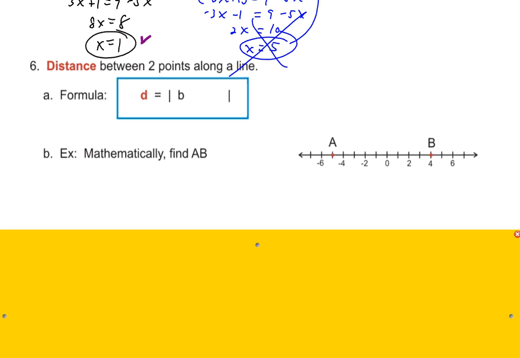All right. Distance between 2 points along the line. You guys just came out of geometry, and you know that distance equals the absolute value of one of the coordinates minus the other coordinate. And you can find the distance. It's just a mathematical way of coming up with the distance between 2 points.